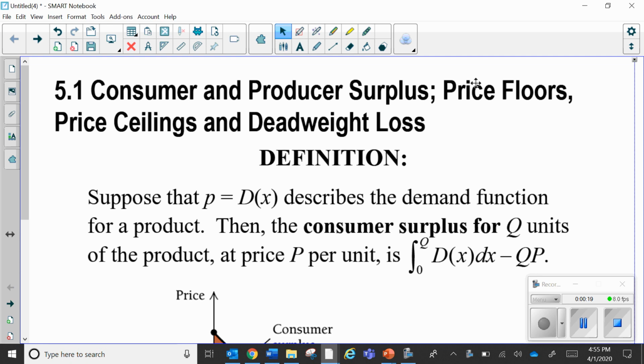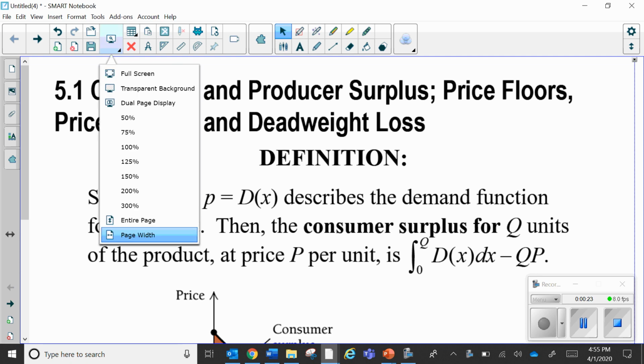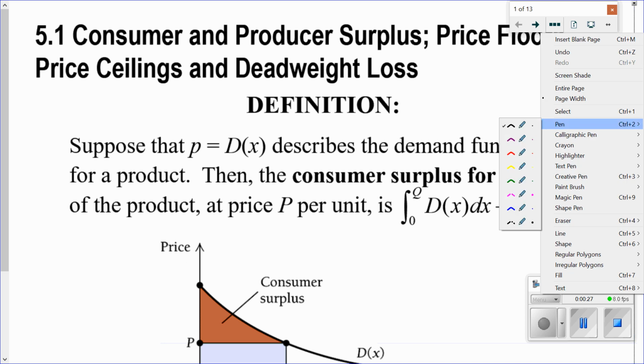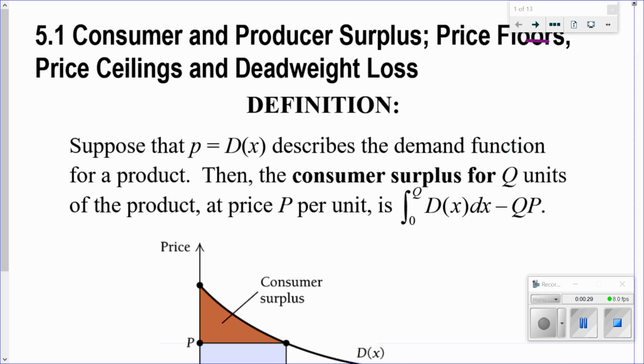We are not going to do price floors, price ceilings, and dead weight loss. We are just going to focus on consumer and producer surplus. And there should be a question in here that will be almost identical to the question that is on your quiz. Of course, the numbers will be different.